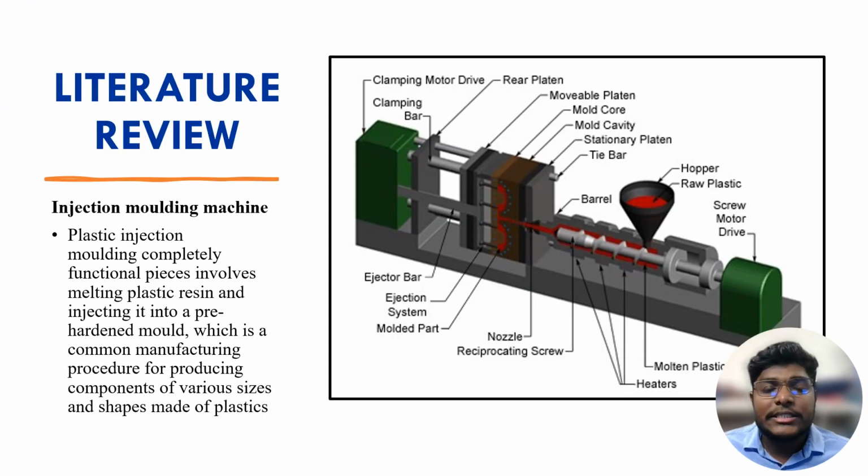Moving on to the next chapter, which is the literature review. In this literature review, I'm going to talk about the injection molding machine. Plastic injection molding is a common manufacturing procedure for producing components of various sizes and shapes made of plastic; it involves melting plastic resin and injecting it into a pre-hardened mold. This is the picture of the injection molding machine, which contains three units: the clamping unit, injection unit, and mold assembly.